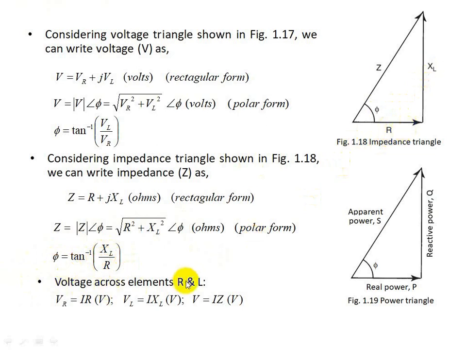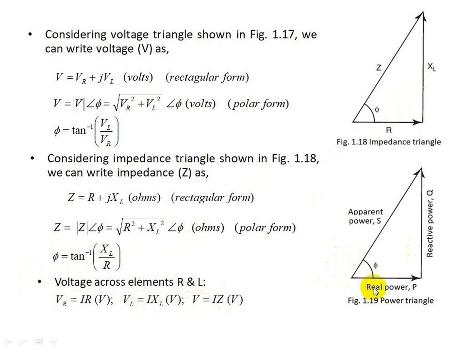Now the voltage across the elements R and L. Voltage across resistance VR is I into R. Voltage across inductance VL is I into XL. Whereas the total voltage V, which is the supply voltage, will be equal to I into Z, where Z is the total impedance of the circuit.